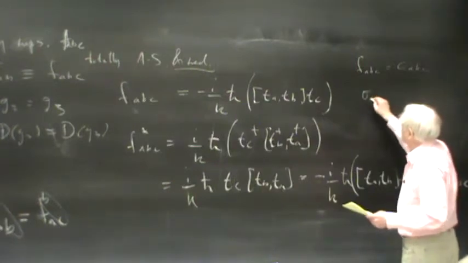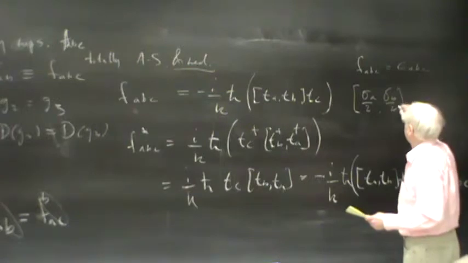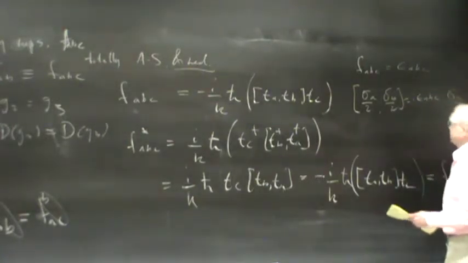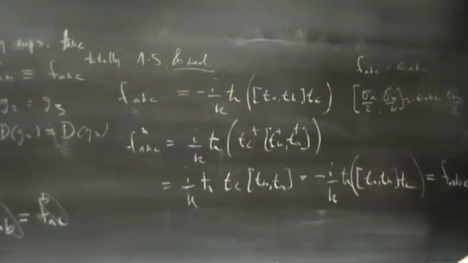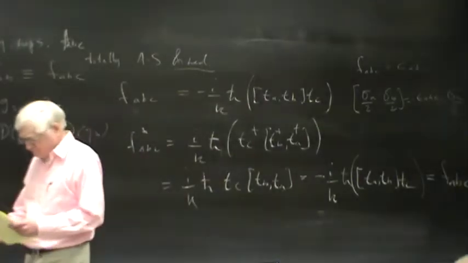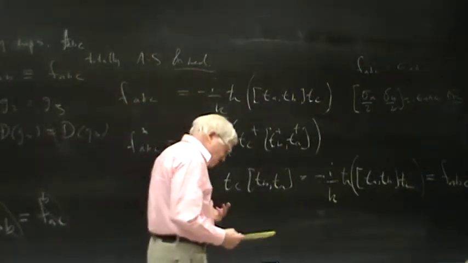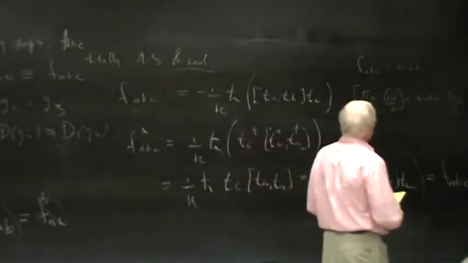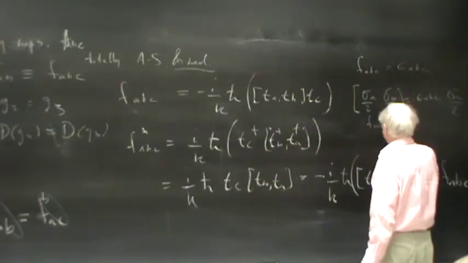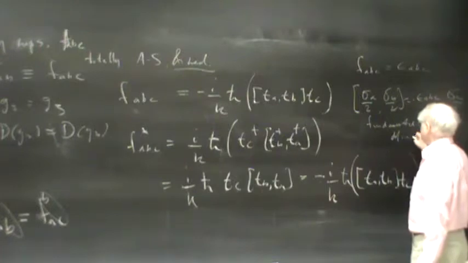And what we have here is [sigma_A over 2, sigma_B over 2] equals i epsilon_ABC sigma_C over 2. So that's the thing for SU(2). For SU(3), we still have structure constants, but they're more complicated. There are 8 generators, and this is called the fundamental representation. It's also called the defining representation.